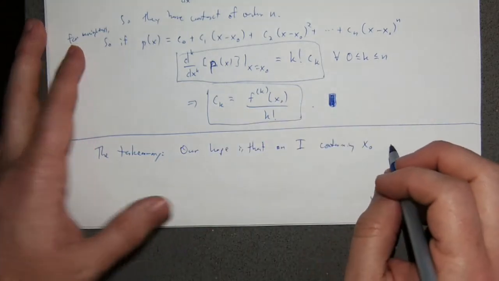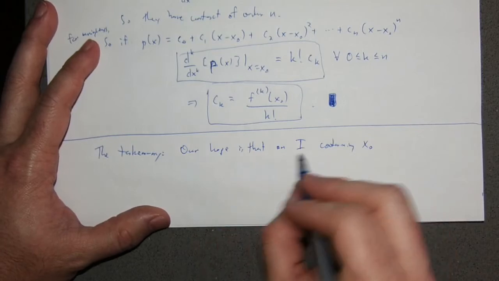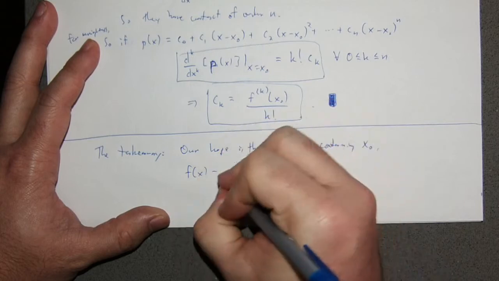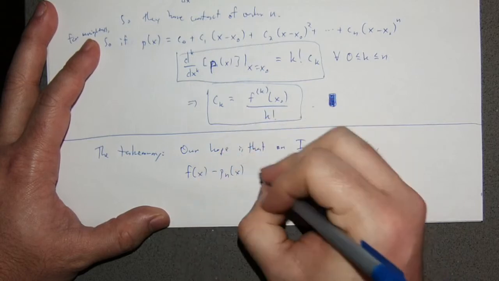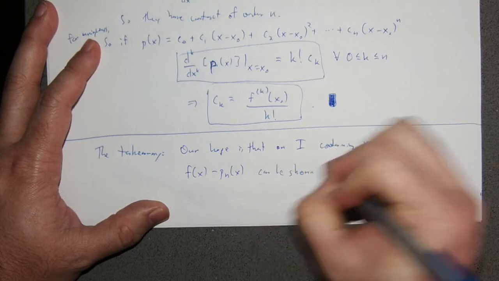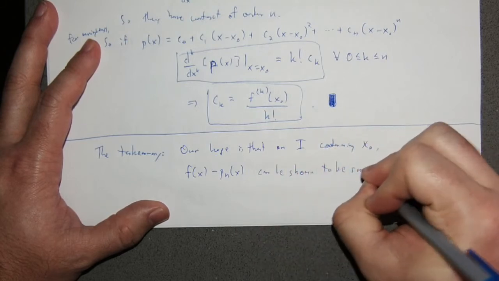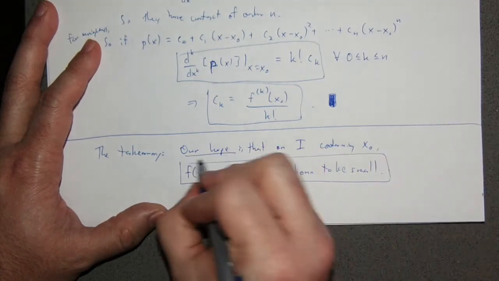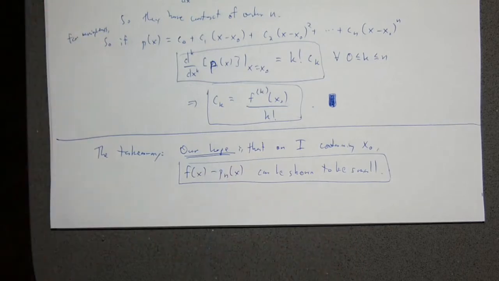So our hope is that on I, f of x minus p sub n of x can be shown to be small. This is our hope. Now, I should emphasize this is our hope. This is spoiling a little fun here. This is not what we're going to be able to do in general, in total generality. But this is our hope.